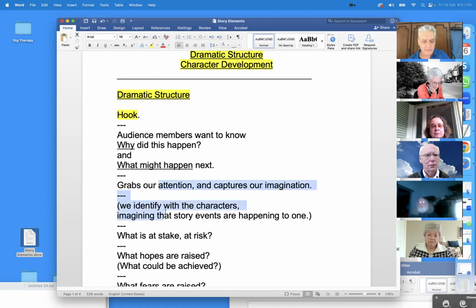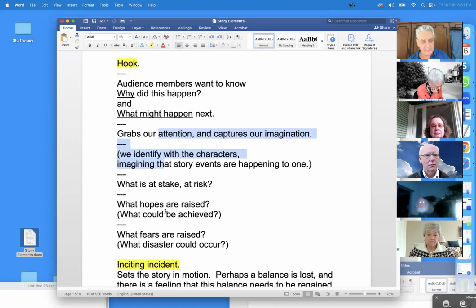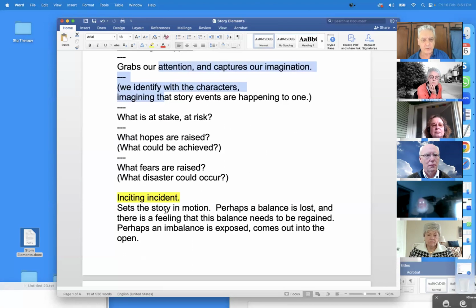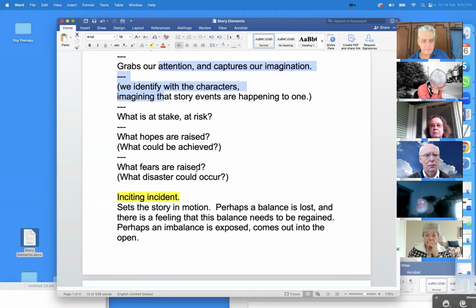Okay, so people talk about the hook, and that begins to tell us in this story what is at stake. What is at risk? I'm a firm believer, especially with storytelling, of letting your listeners know from the get-go what is really at stake here. Why should we listen? Where are we going with this? What hopes are raised? What fears are raised?